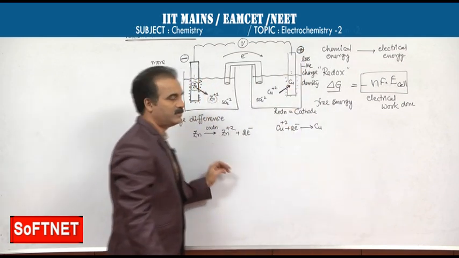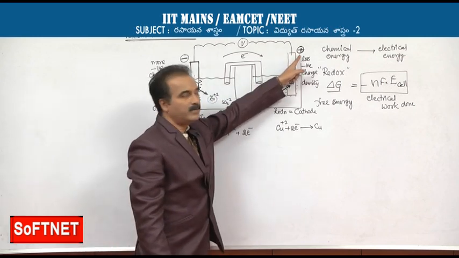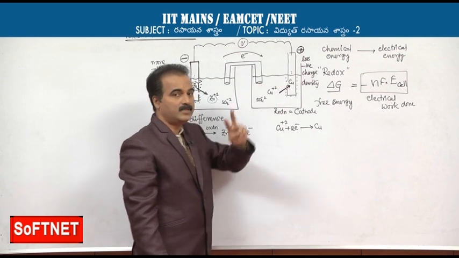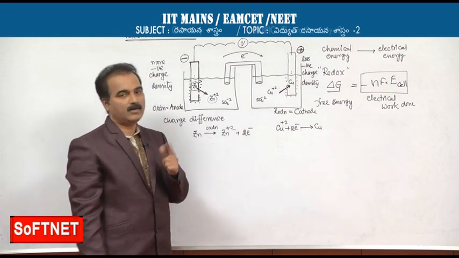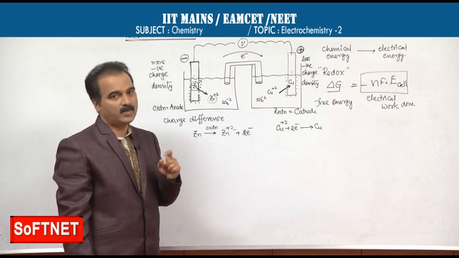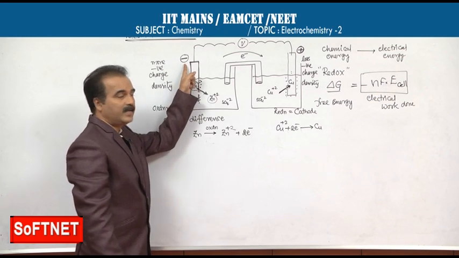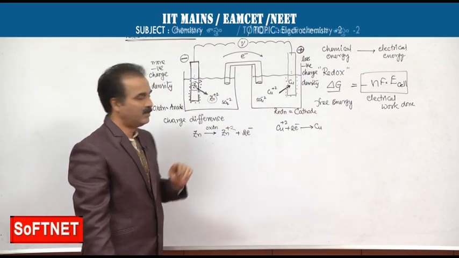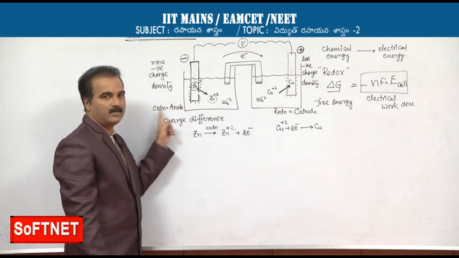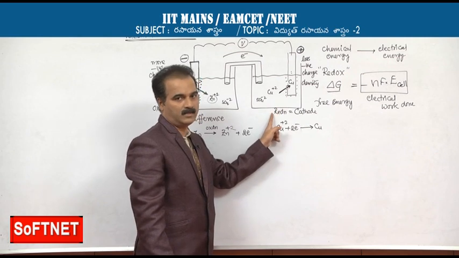positive sign. So, the anode is negatively charged and the cathode is positively charged, which is the reverse of the electrolytic cell. In an electrolytic cell, the anode is positive and the cathode is negative, but here the anode is negative and the cathode is given the positive sign. This is a sign convention, but at the anode it is always oxidation, and at the cathode it is always reduction.